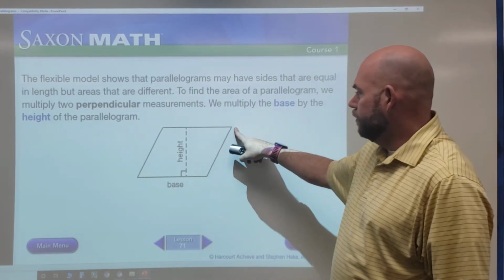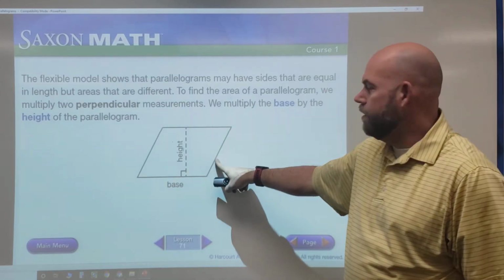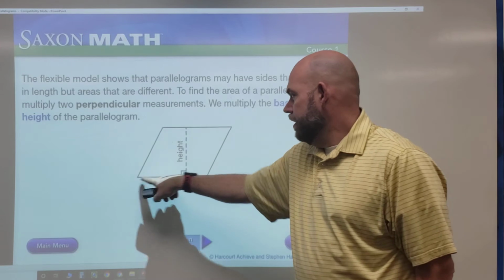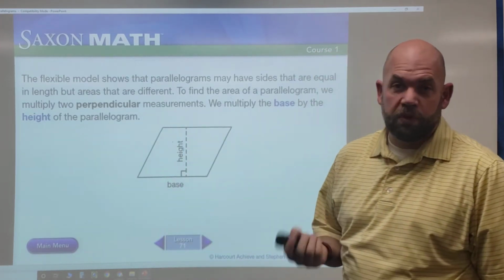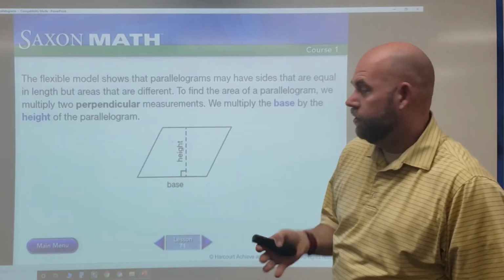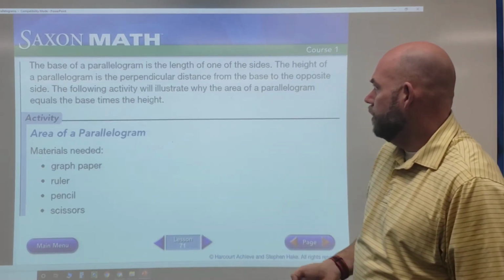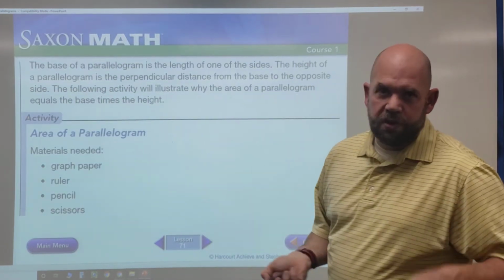So we're not even going to look at the measurement of this side. We're going to look at the base. We're going to look at the height. Now this only works with parallelograms. It doesn't work with other shapes. But base times height. So if we wanted to, you can pull out some graph paper.